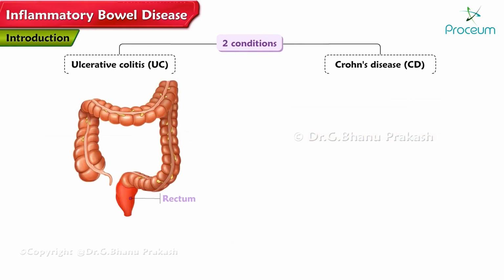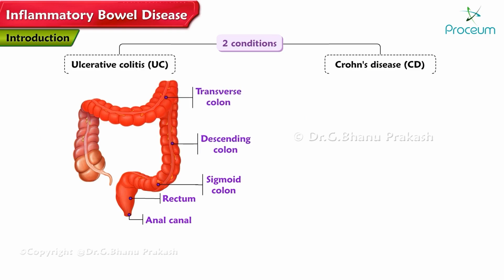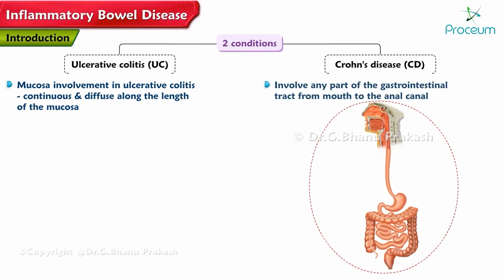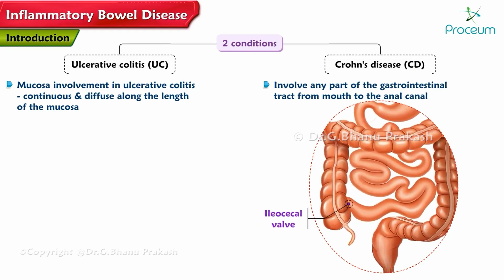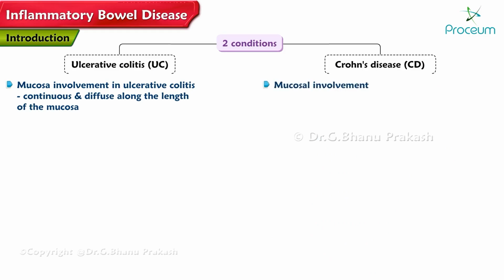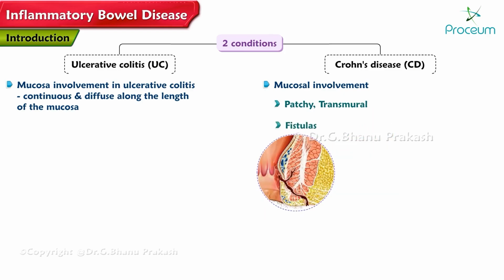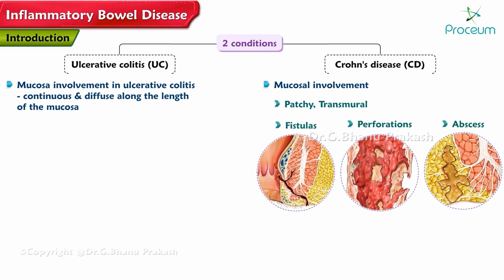Ulcerative colitis involves the rectum and anal canal mainly, but may extend proximally into the colon until the cecum. The mucosal involvement in ulcerative colitis is continuous and diffuse along the length of the mucosa. Crohn's disease may involve any part of the gastrointestinal tract from mouth to the anal canal, mainly extending until the ileocecal valve and ascending colon. The mucosal involvement in Crohn's disease is patchy, transmural, and may be associated with fistulas, perforations, or abscess.